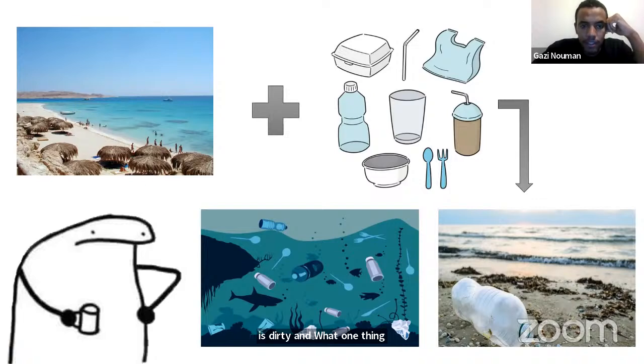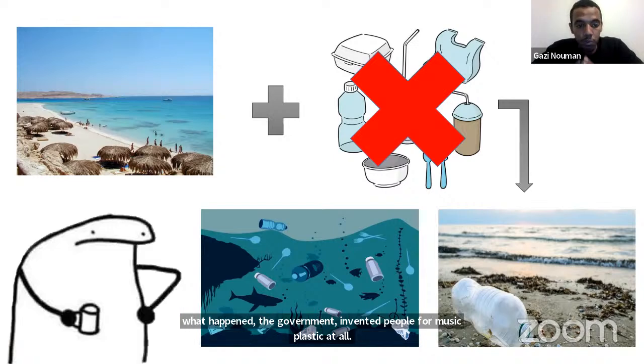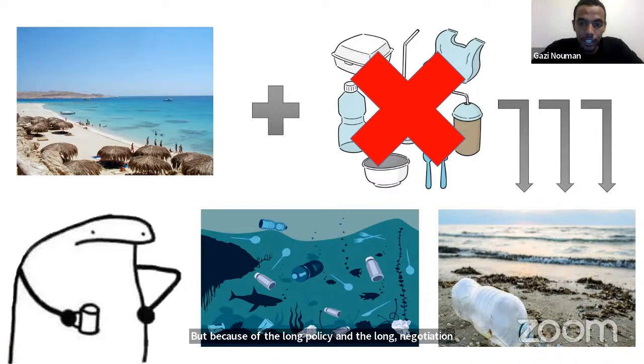One thing that the guys we met mentioned is that, in order to prevent this, the government prevented people from using plastic at all. They said that no one will ever use plastic after today. As a result, they thought that the beach and the sea would get clean again and the marine life and the fish would come back. But because of their long policy, regulations and rules, the issue was exaggerated and increased. And now we saw what happened when we visited the beaches, right?